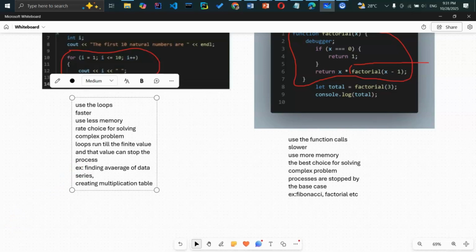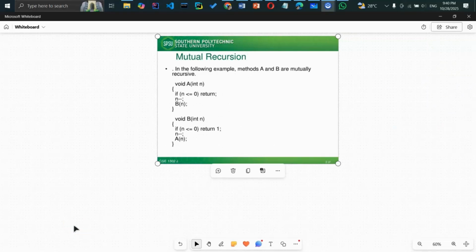Let's move on to the next part. If we have two methods like A and B, right? Void A is the first method, void B is the second method, right? We call function A inside function B, and we call function B inside function A, right? That's why we call this mutual recursion. It means the functions depend on each other to complete their tasks recursively, right?